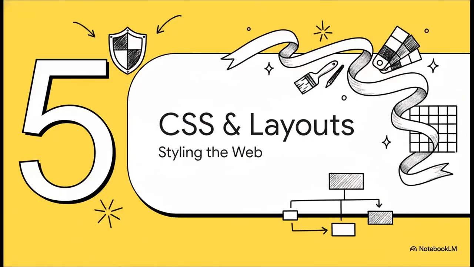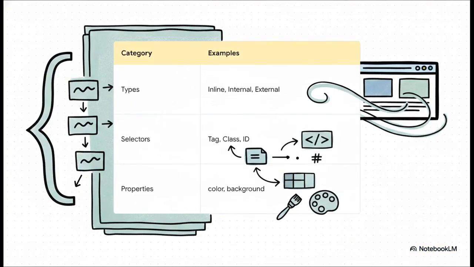All right, Section 5, CSS Styling and Layouts. CSS is what visually transforms that raw HTML structure. Cascading style sheets provide better design, faster styling, and real code reusability. You can write CSS inline, internally, or externally. To actually apply these styles, CSS uses specific selectors to target HTML elements.